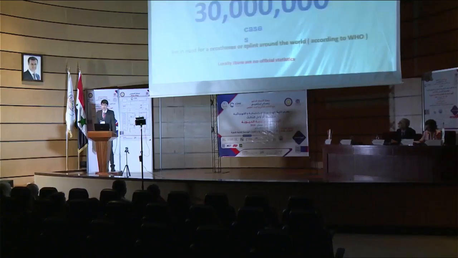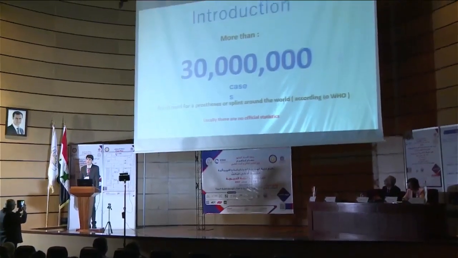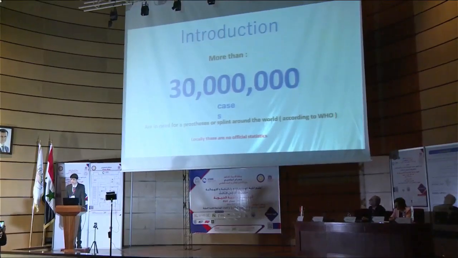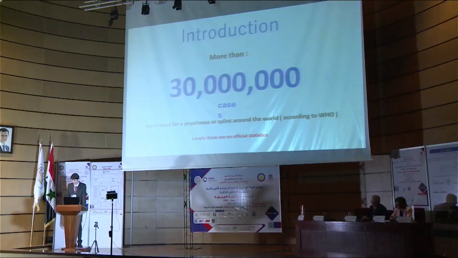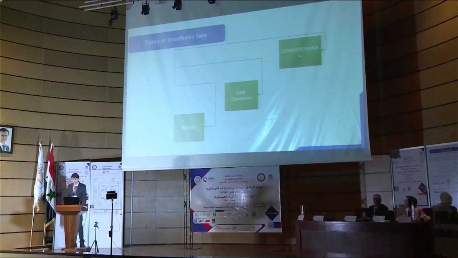Introduction. Around the world, we have an increasing number of cases of patients who need prostheses or splints, according to the World Health Organization. But here in Syria, locally, we don't even have official statistics. Now, if we want to move to the types of prosthetic feet, we categorize them into three main types. First of all, we have the conventional, the most basic and oldest type. Then we move to the ESR. ESR means energy storing and releasing at the different levels of the gait cycle. It's the most dynamic, the most advanced in our department, and common in our country.